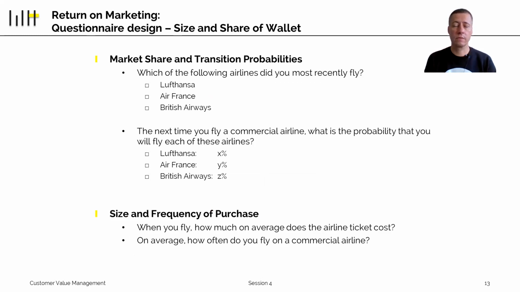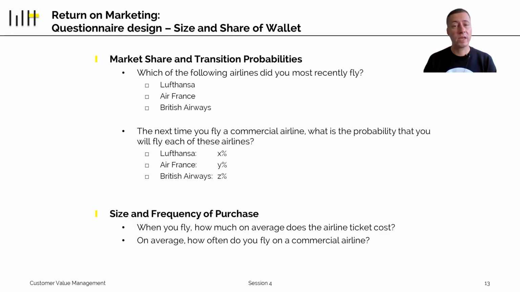We used the example of Amazon. Now let's go back to the example of Air France or flying. The questions that you ask are: which of the following airlines did you most recently fly? The next time you fly, what is the probability you fly each of the following airlines? When you fly, how much on average does a ticket cost? And on average, how often do you fly? You have learned in session 2 that the first 2 questions help you to build the brand switching matrix and ultimately allow you to calculate share of wallet, and that the last 2 questions allow you to calculate size of wallet.